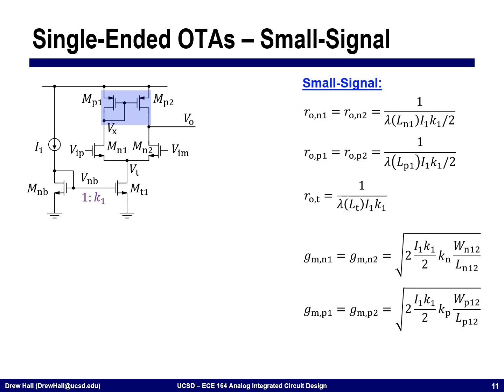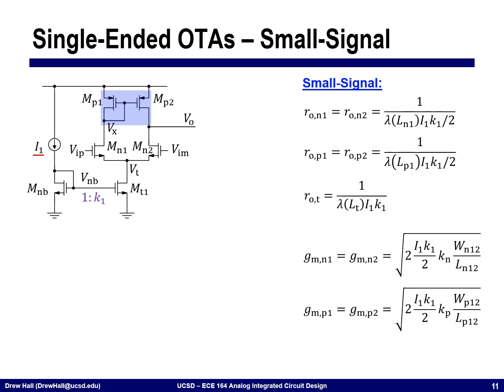All right, so now if we start to move on to the small signal biasing or the small signal analysis of this, we can write out all of the small signal parameters. Starting with this device right here, we can write that the output impedance is equal to 1 over lambda, where lambda is going to be a function of the length times the current that we see through this. And I'm referring this all back to this current I1 based on the ratioing of these currents.